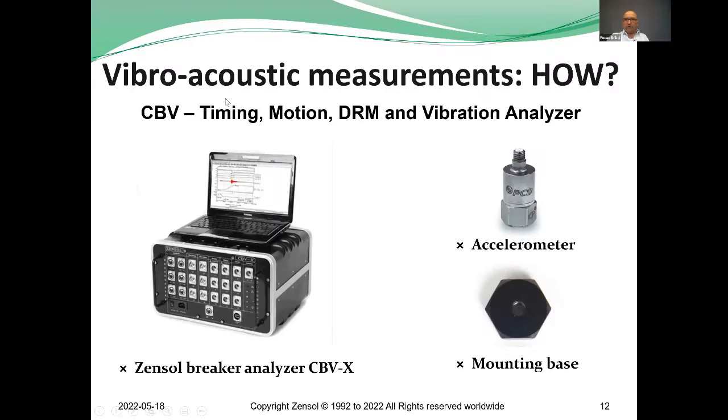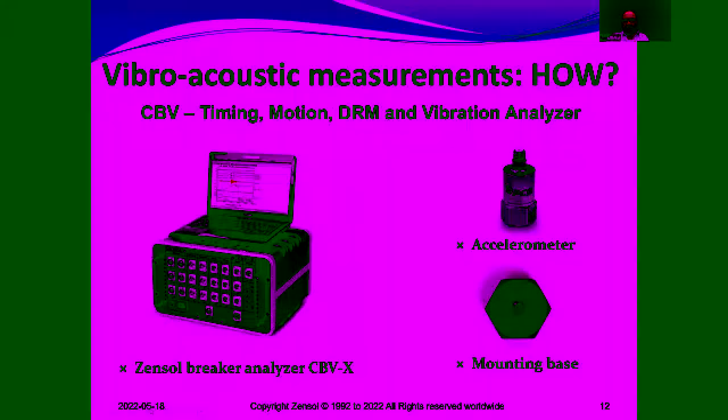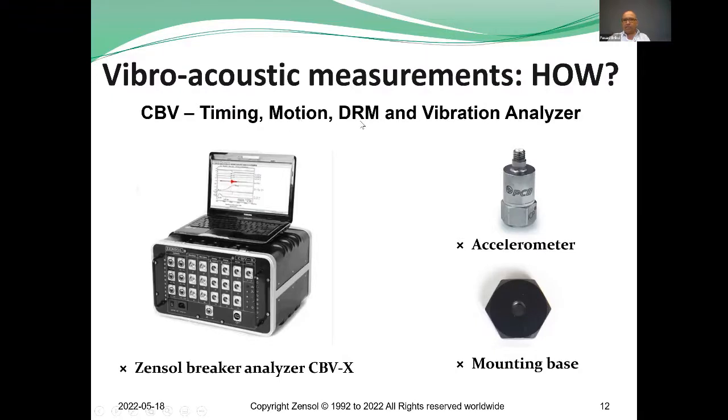So how we use, of course, our instrument like the CBV, which can do the timing, the motion, the DRM, and also the vibration test. And how we do this with an accelerometer and what we call a tap base, where we screw the accelerometer, and this base is stuck on the breakers, and of course on a safe place of the high voltage breaker.